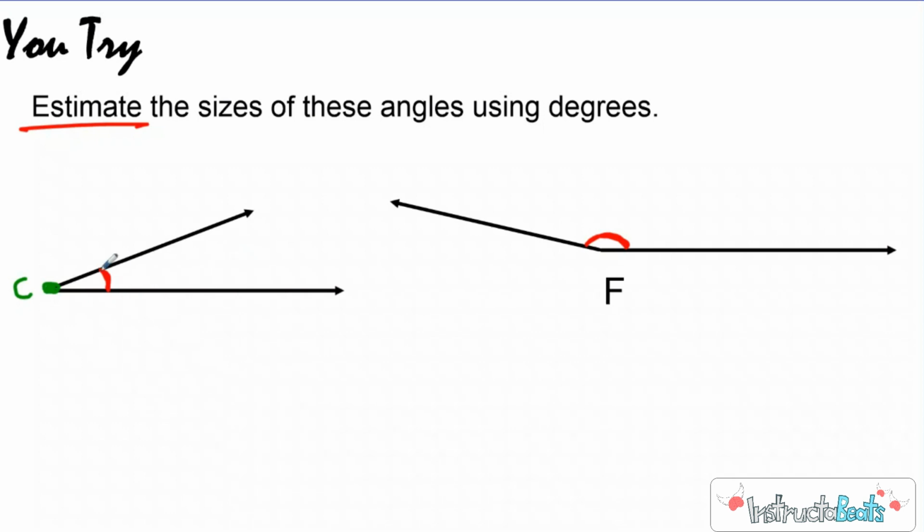All right, so hopefully you pause it. I'm going to go ahead and start with this one. This one I know is an acute angle, right? Which means it's going to be anywhere from 1 to 79 degrees, right? I'm going to draw my benchmark angle. Here's my right angle, okay?